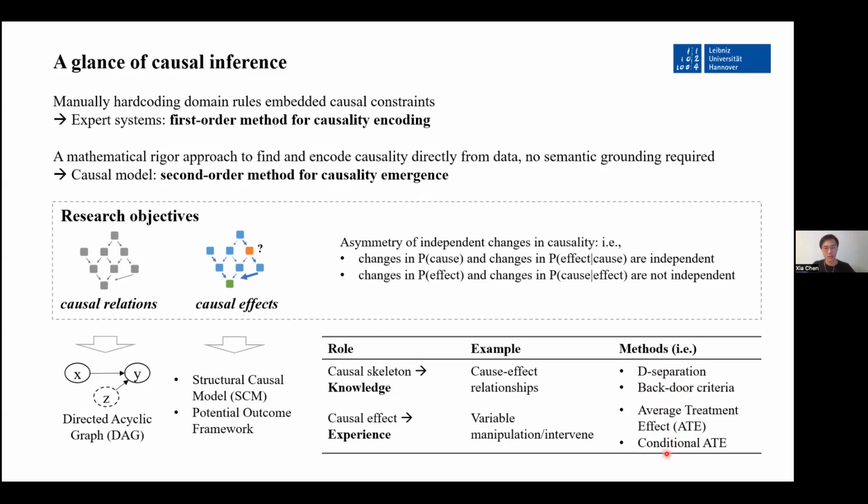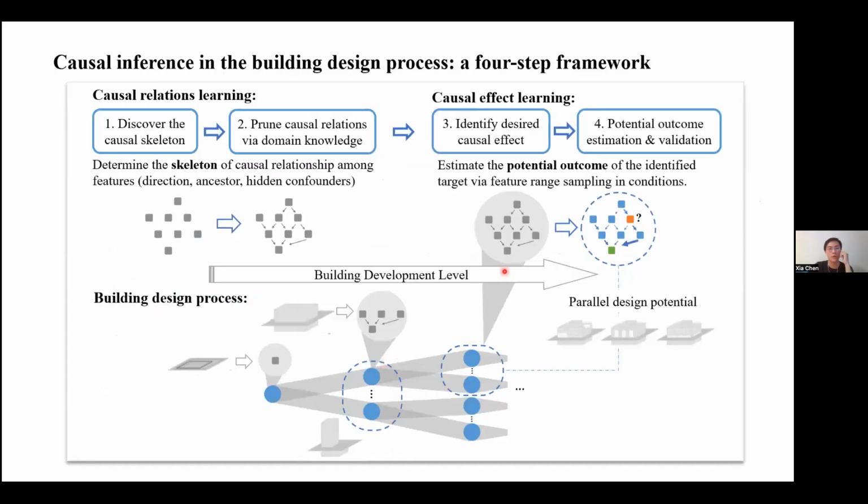Right, and then I will continue. So I was saying this knowledge and experience links to the research objectives of causal relationships and causal effects. And this transition is an important step of encoding knowledge into a data-driven process. And we want to raise this approach and adapt it into the new paradigms we mentioned before, the knowledge encoding tool. So yeah, that's on this slide. So here are the 4 steps of the causal inference framework we propose in the building design process.